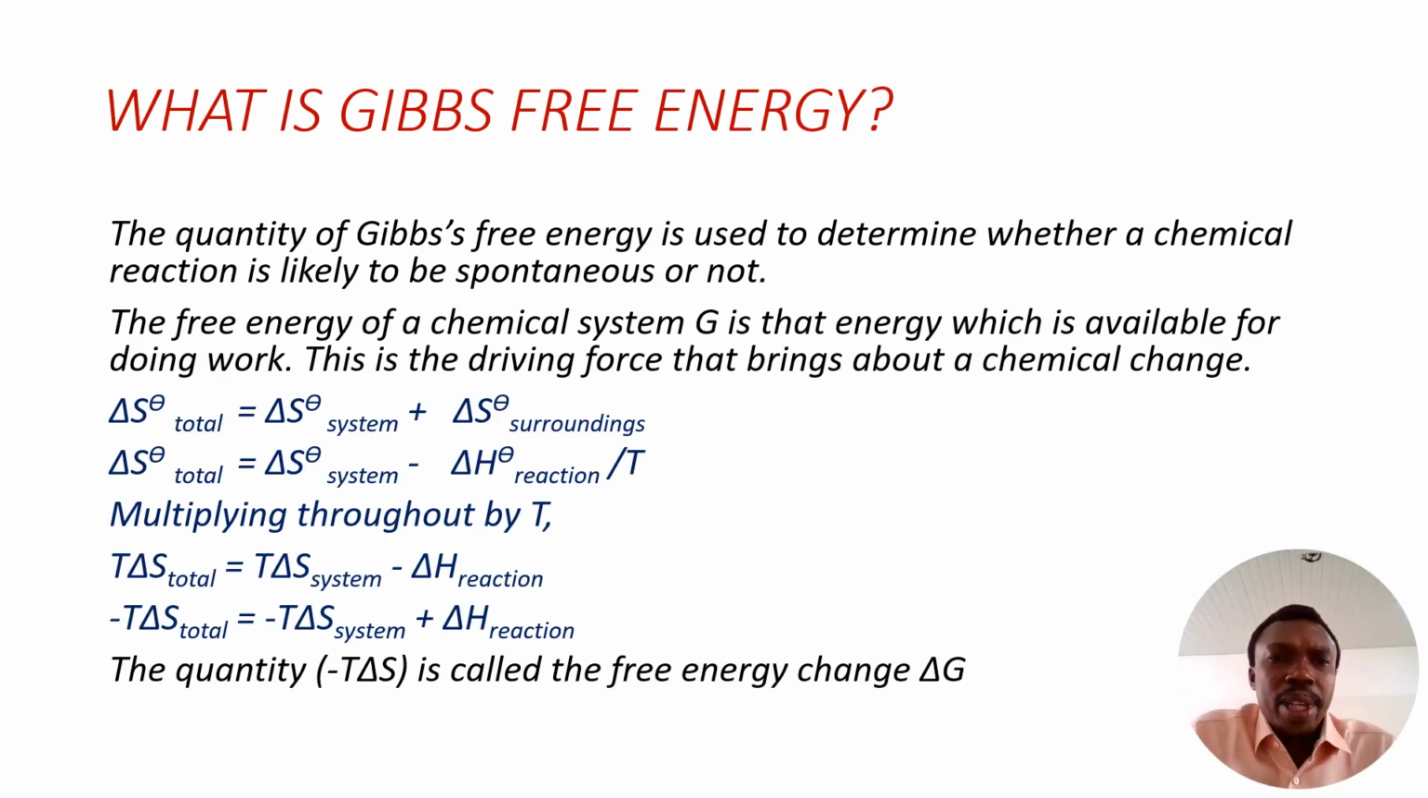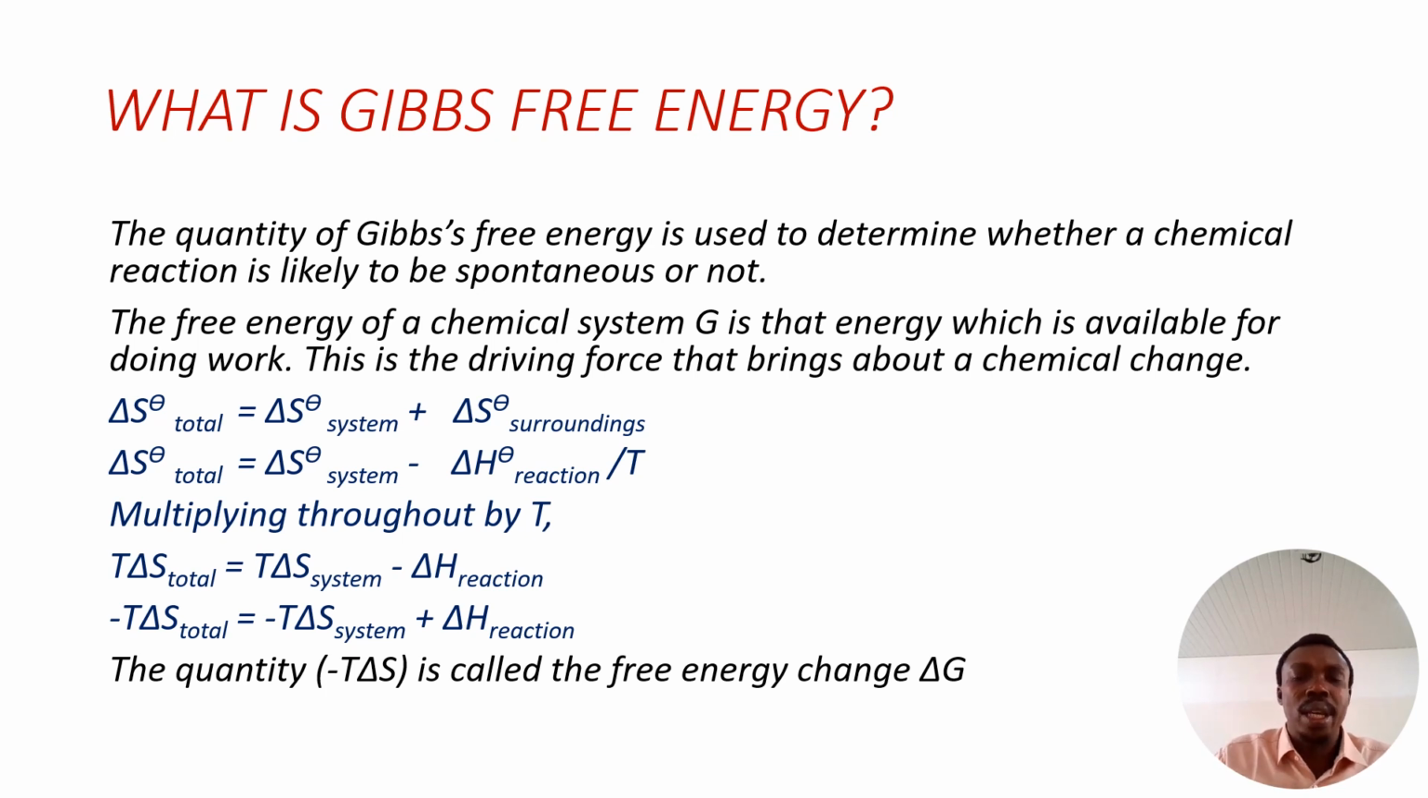Now, what is Gibbs free energy? In fact, what is free energy in general? When we talk about free energy, it is the amount of energy that is available for useful work. When energy is applied to a system, the amount of energy that is converted into useful work is what we call free energy or Gibbs free energy. Now, the quantity of Gibbs free energy is used to determine whether a chemical reaction is likely to be spontaneous or not, whether a chemical reaction is feasible or not feasible.